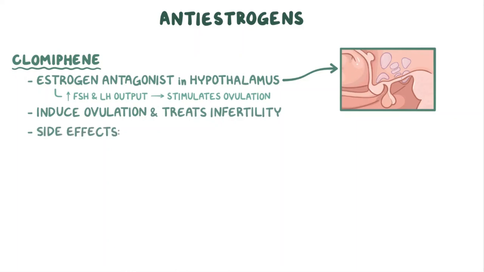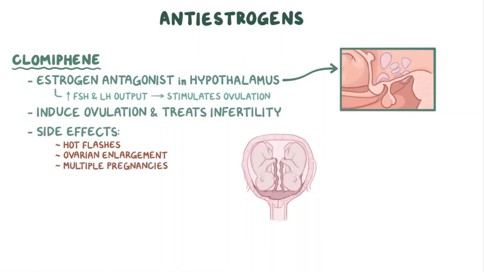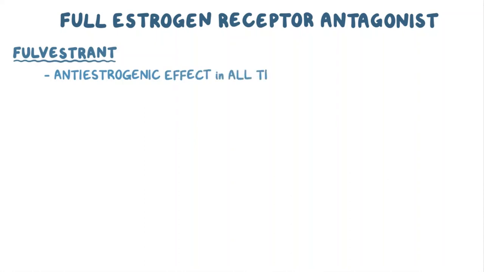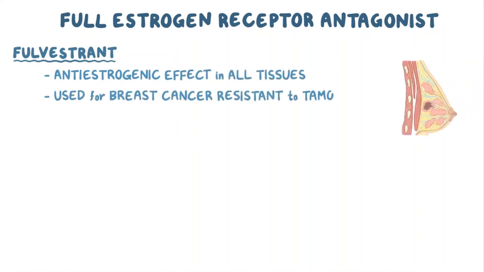Moving on to side effects, clomiphene may cause hot flashes, ovarian enlargement, multiple pregnancies due to multiple ovulation, and visual disturbances. Okay, finally let's move on to full estrogen receptor antagonists like fulvestrant. Unlike SERMs, full antagonists have anti-estrogenic effects in all tissues. Fulvestrant is used for breast cancer that is resistant to tamoxifen.